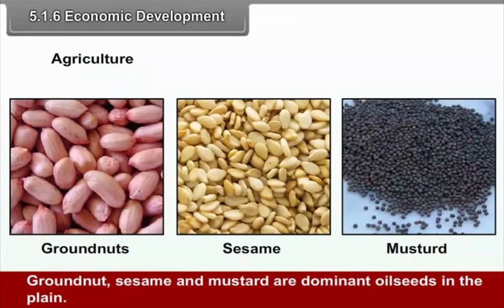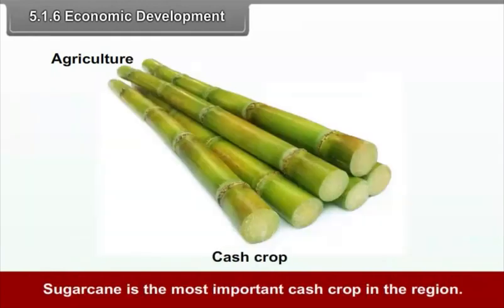Groundnut, sesame and mustard are dominant oilseeds in the plain. Sugarcane is the most important cash crop in the region.